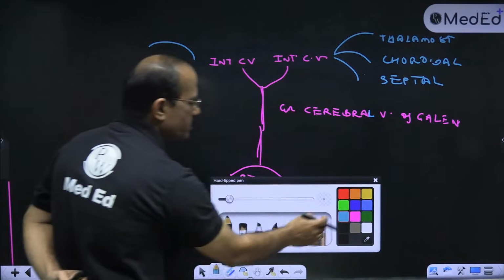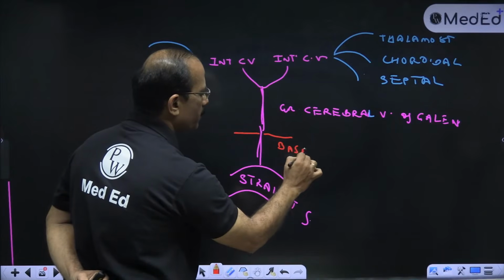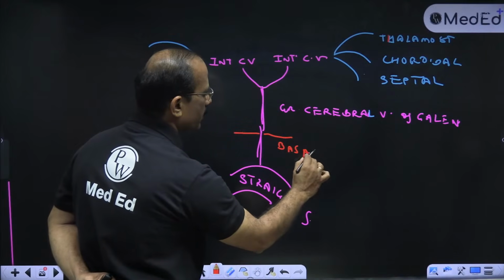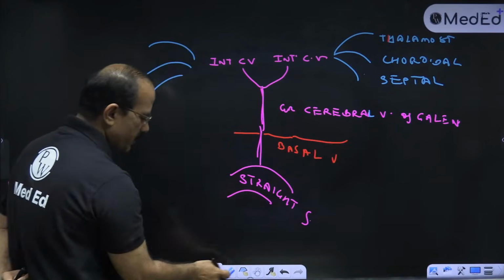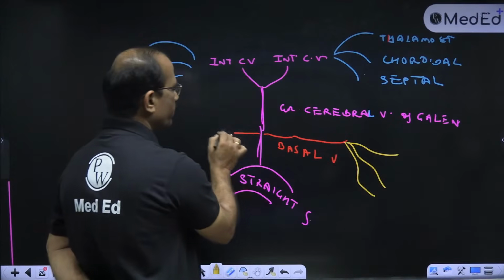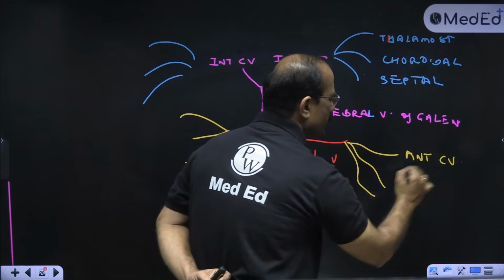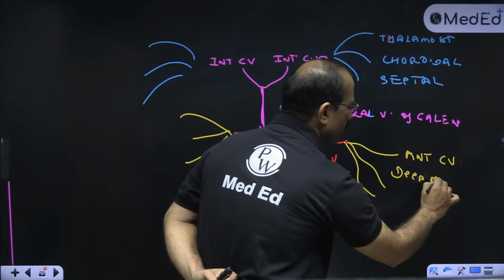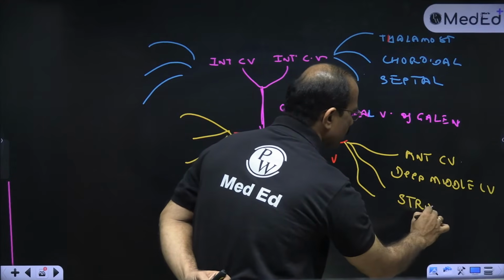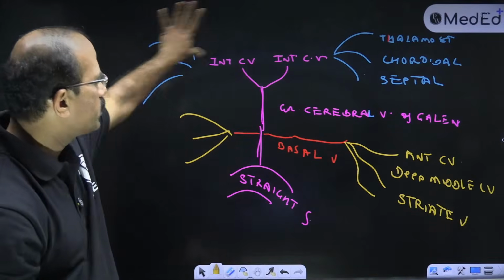Now what drains into the great cerebral vein is the basal vein, B-A-S-A-L. Basal vein. And this basal vein is formed by joining of three veins. Is that clear? One is the anterior cerebral vein, second is the deep middle cerebral vein, and the striate vein. That's it. That is the complete venous drainage of the brain.